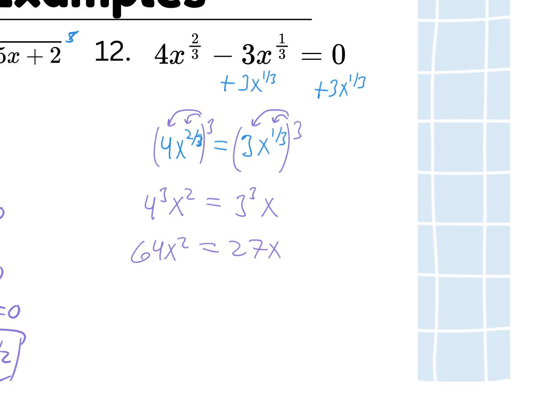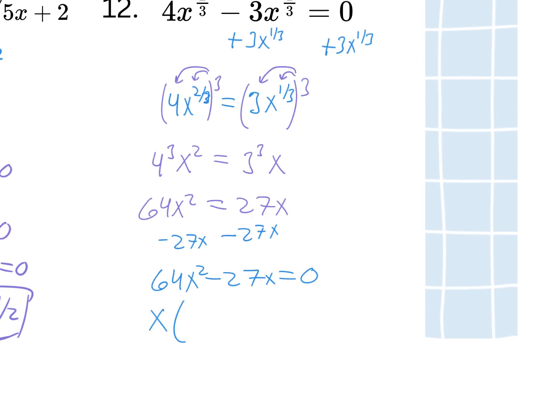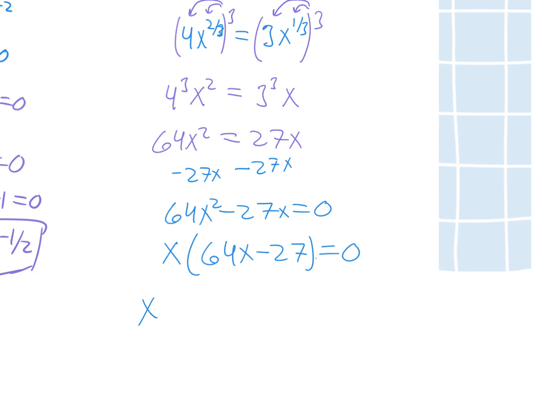And then this becomes a quadratic equation. I'm going to get everything on one side, set it equal to 0. All right, so we get 64x squared minus 27x equals 0. And I can take out a GCF of x. And then I'm left with 64x minus 27 equals 0. And so we get x equals 0, and 64x minus 27 equals 0. And so we get 0 as one of my answers.